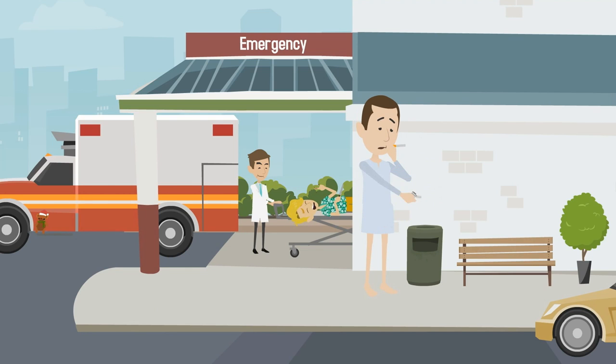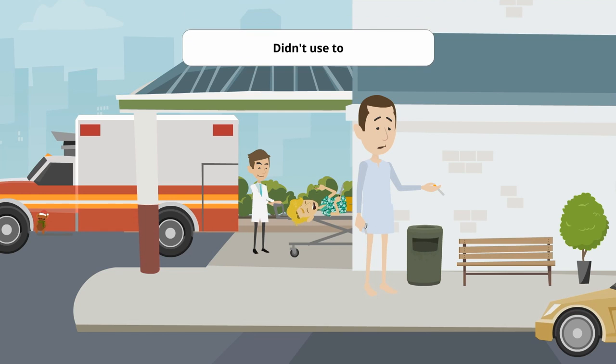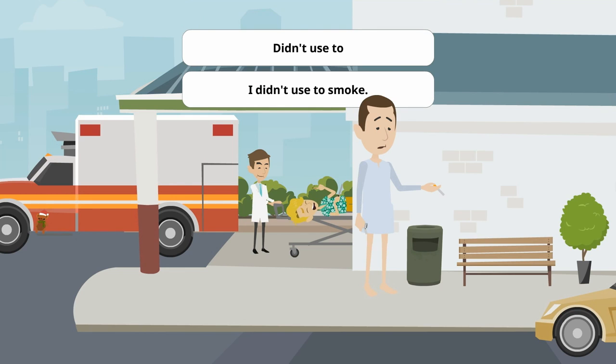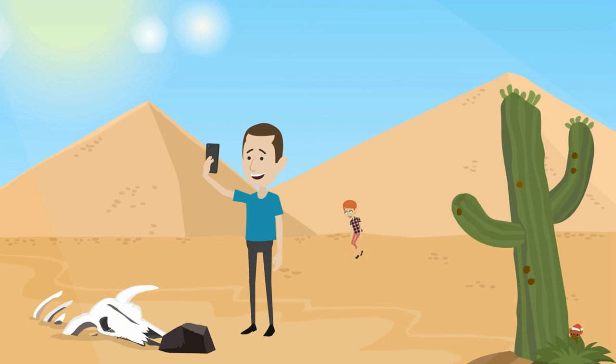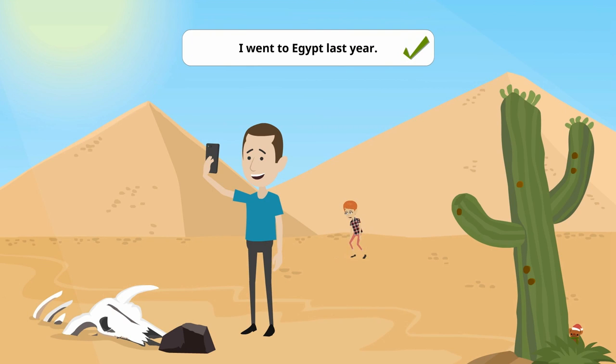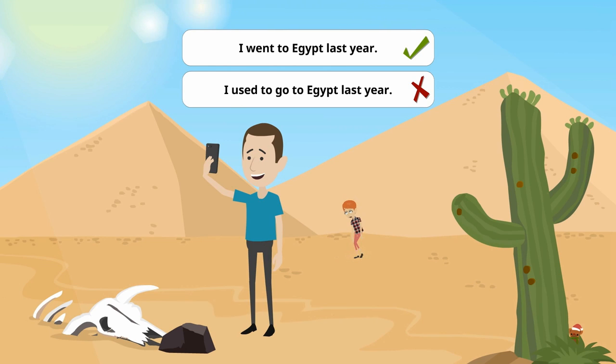We use the negative didn't used to talk about things that are true now but weren't true before. Although we can use the past simple instead of used to, we don't use used to for actions that only happen once. For example, we can say, I went to Egypt last year, but we can't say, I used to go to Egypt last year.